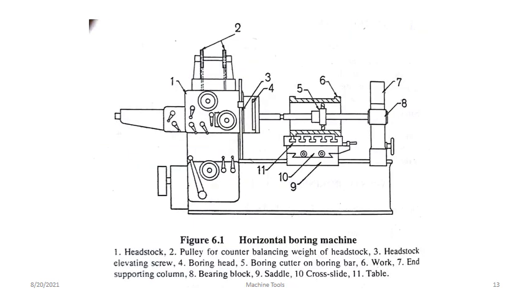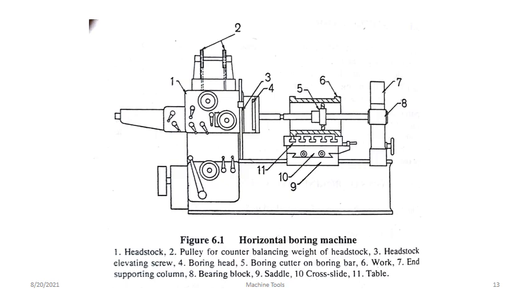So next, you can see this is a horizontal boring machine. You can see the figure. The first point is a headstock. This one is a headstock. Second one is a pulley for counterbalancing. These two are the pulley for counterbalancing weight of the headstock.